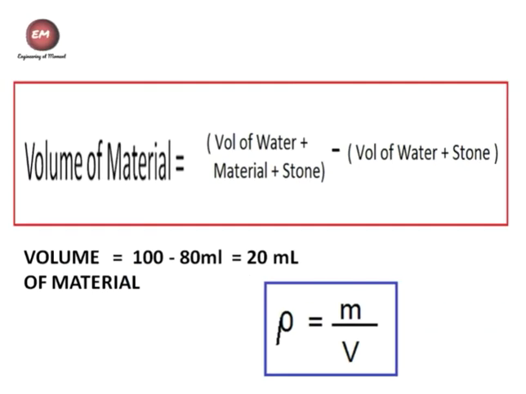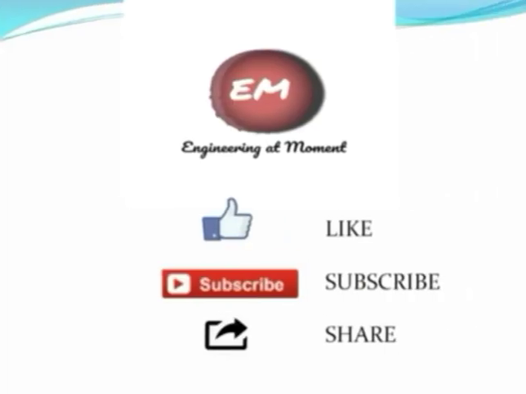Now volume of material will be volume of water plus material plus stone minus volume of water plus stone. This is also from Archimedes principle. In this example, it is 100 minus 80 ml is equal to 20 ml. So density is equal to weight upon volume, and we'll get the density here.